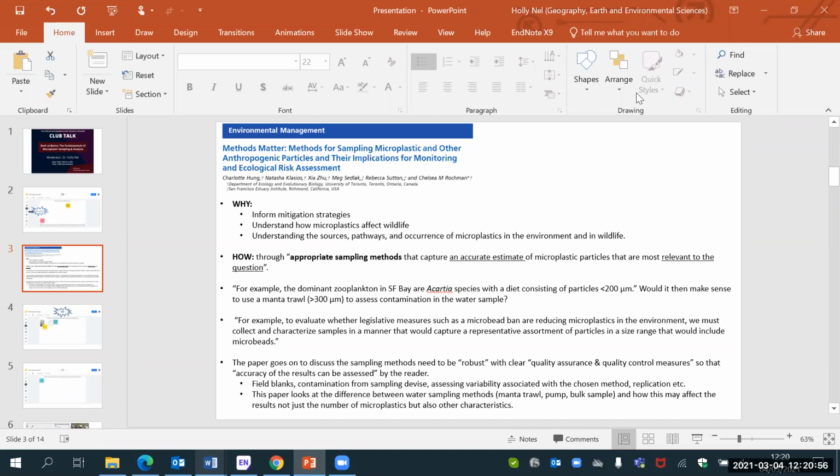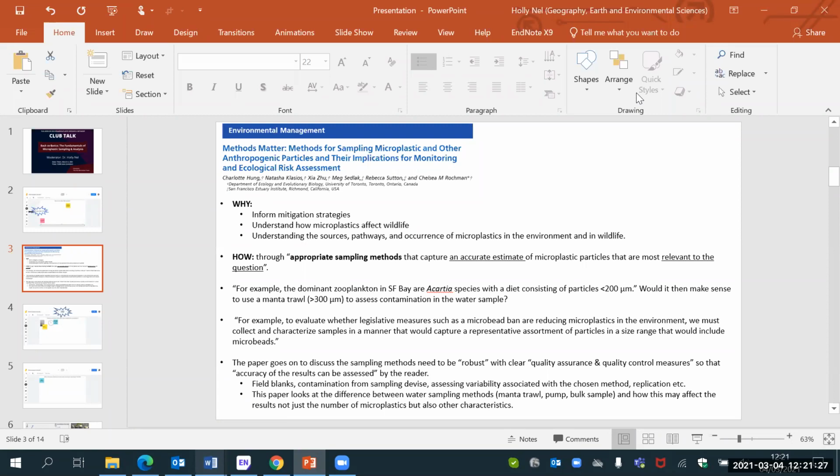So this paper also goes on to talk about the robustness of your method and quality assurance and quality control. And I'm sure that there's going to be a lot of discussions after this about quality assurance and quality control, and the increased need that scientists have called for this in the last few years, that maybe not necessarily was a huge part of the field 10 years ago.